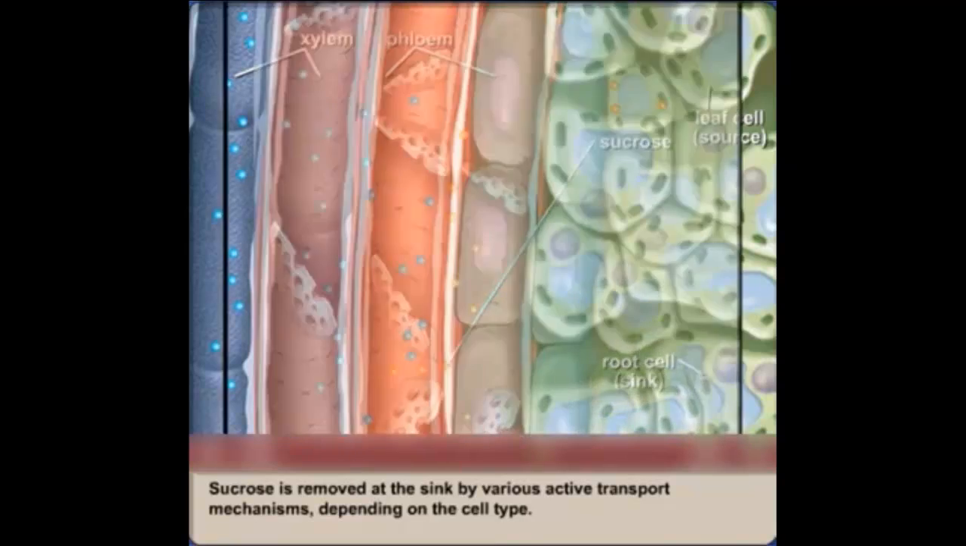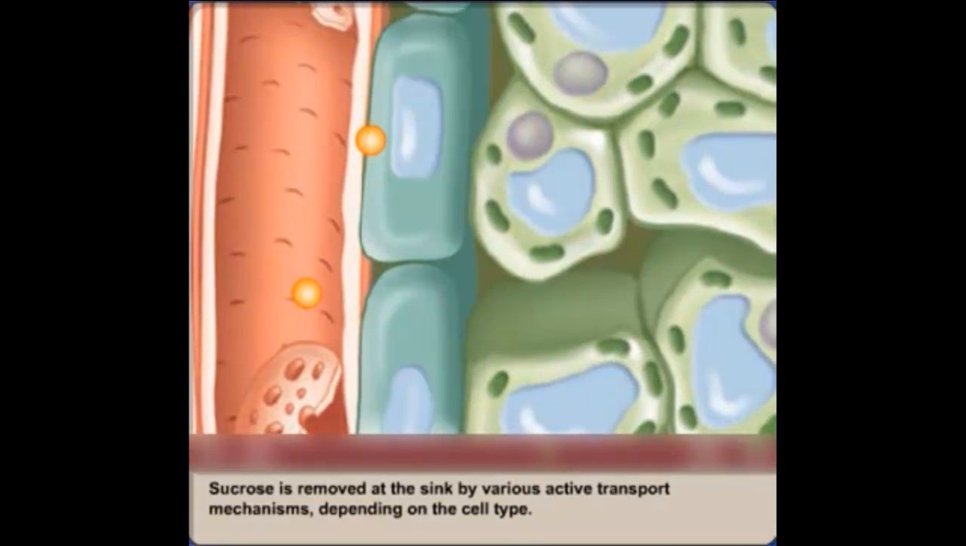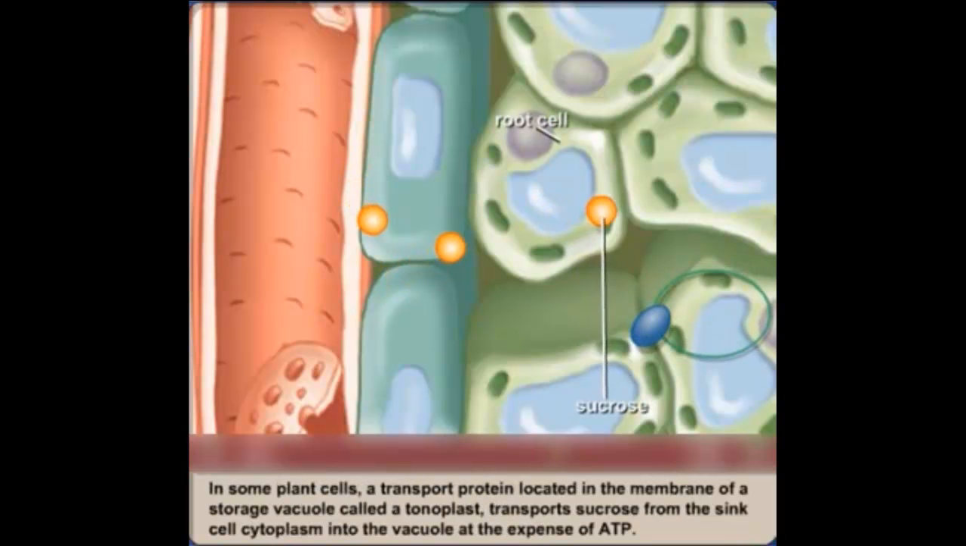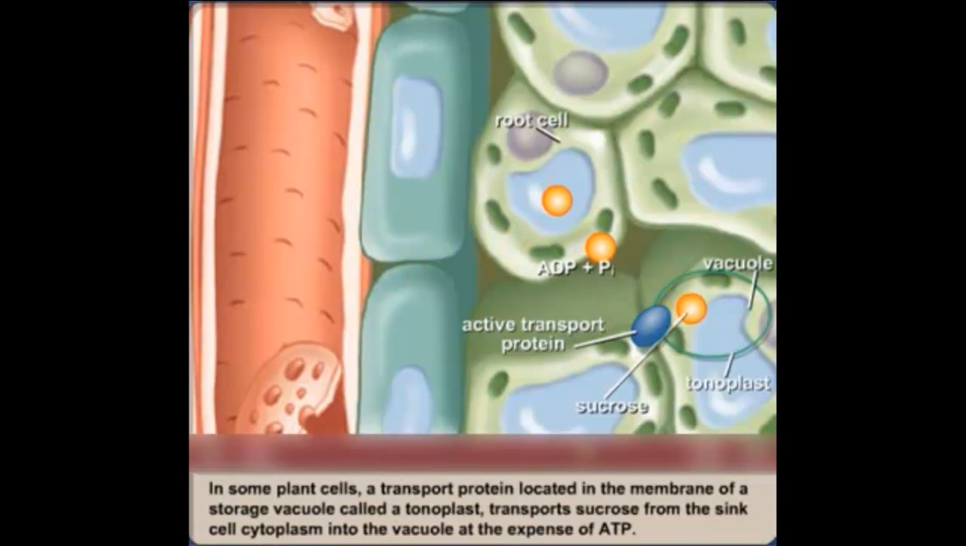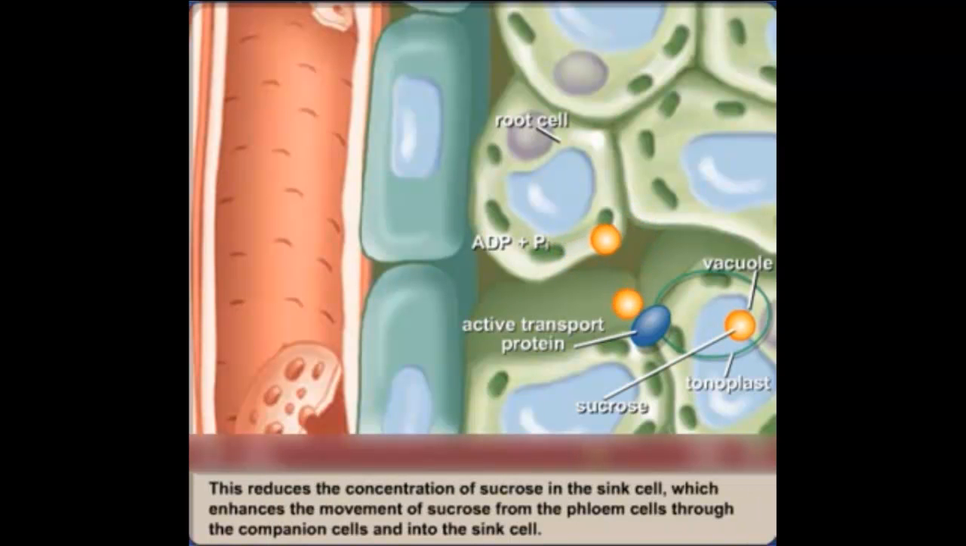Sucrose is removed at the sink by various active transport mechanisms depending on the cell type. In some plant cells, a transport protein located in the membrane of a storage vacuole called a tonoplast transports sucrose from the sink cell's cytoplasm into the vacuole at the expense of ATP. This reduces the concentration of sucrose in the sink cell, which enhances the movement of sucrose from the phloem cells through the companion cells and into the sink cell.